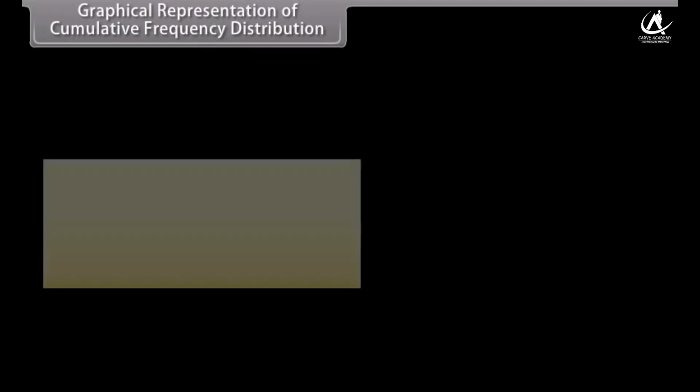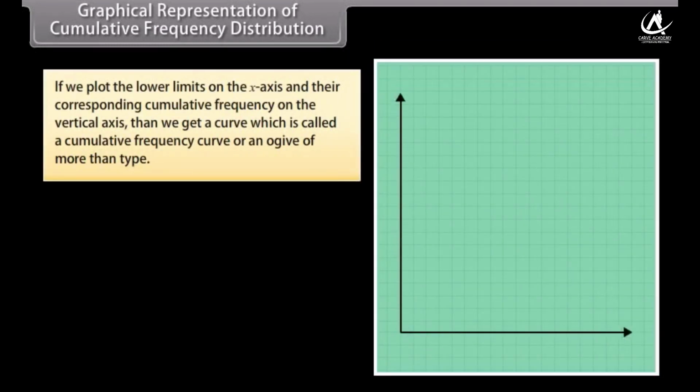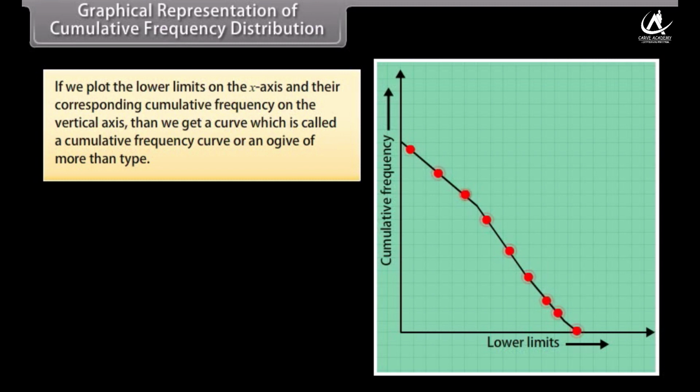Graphical representation of cumulative frequency distribution. In this, we plot a graph with upper limits of the class intervals on the horizontal axis and their corresponding cumulative frequency on the vertical axis. The curve we get is called a cumulative frequency curve or an ogive of less than type. If we plot the lower limits on the x-axis and their corresponding cumulative frequency on the vertical axis, then we get a curve called a cumulative frequency curve, an ogive of more than type.